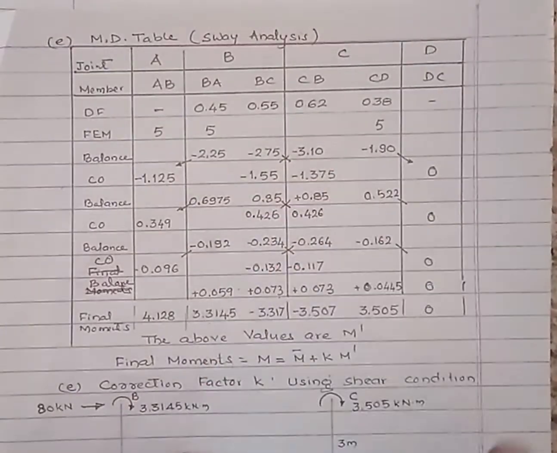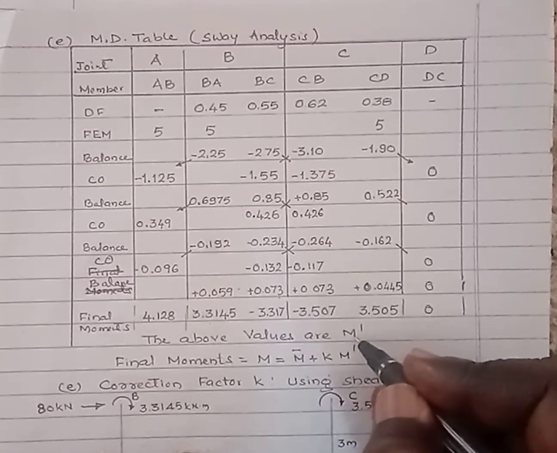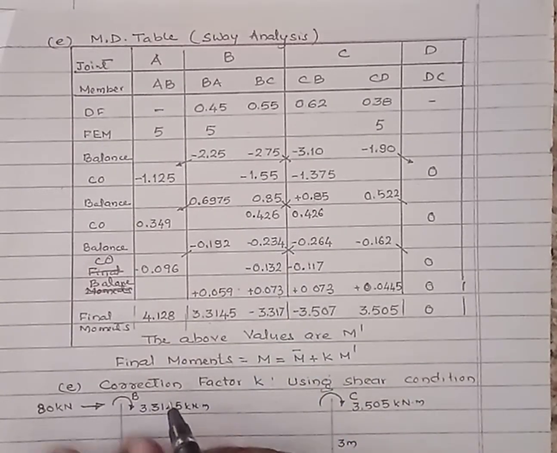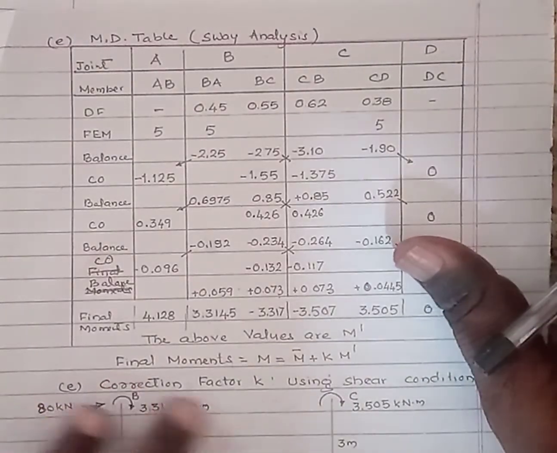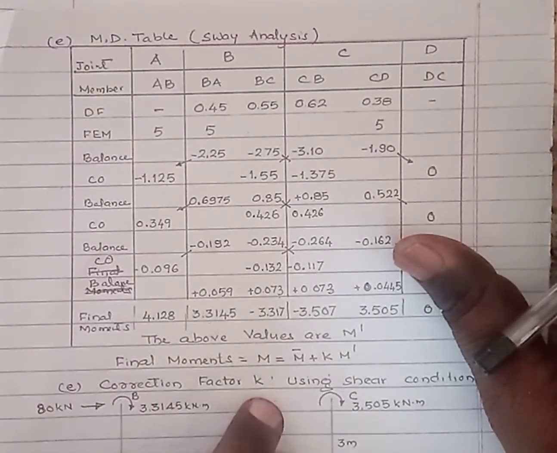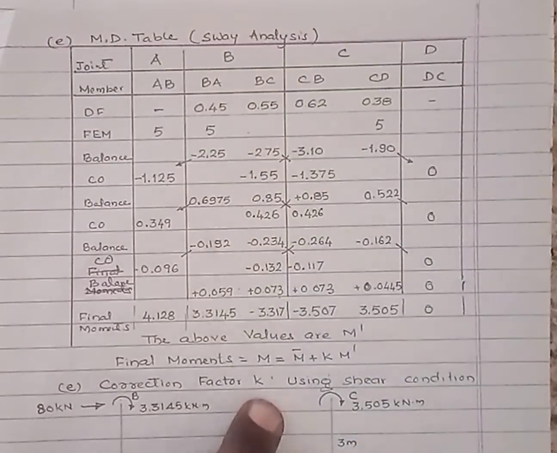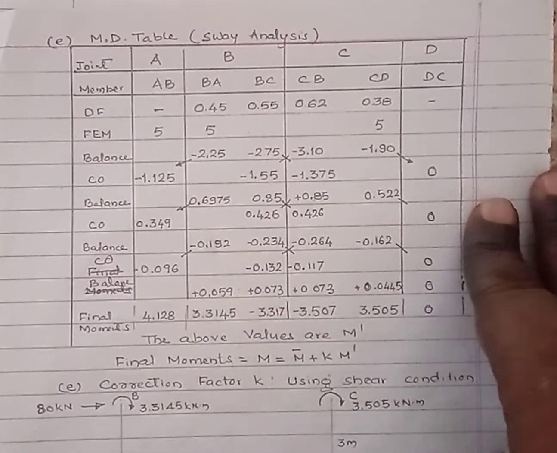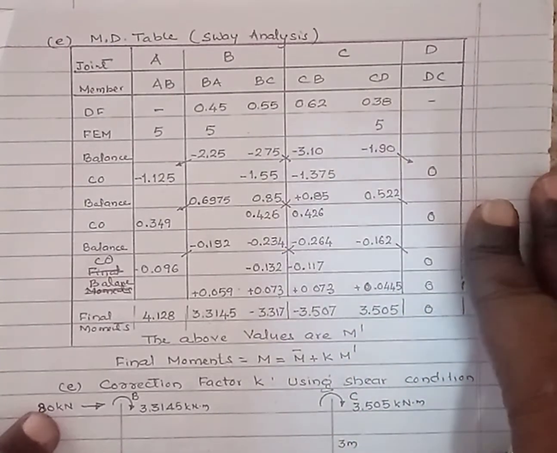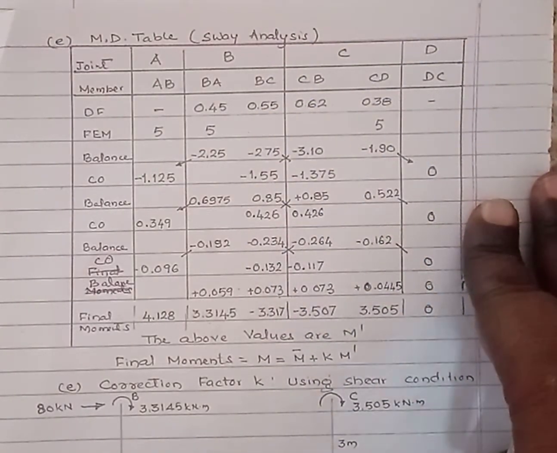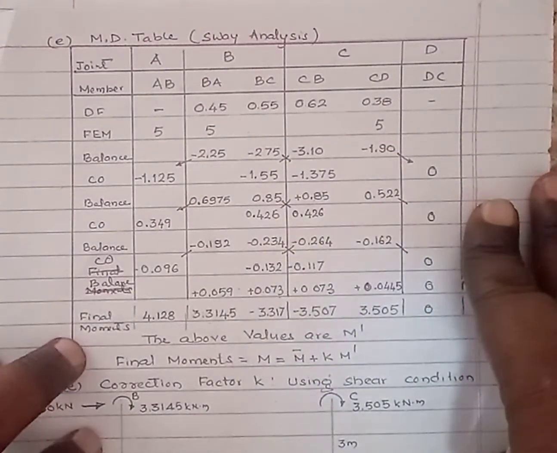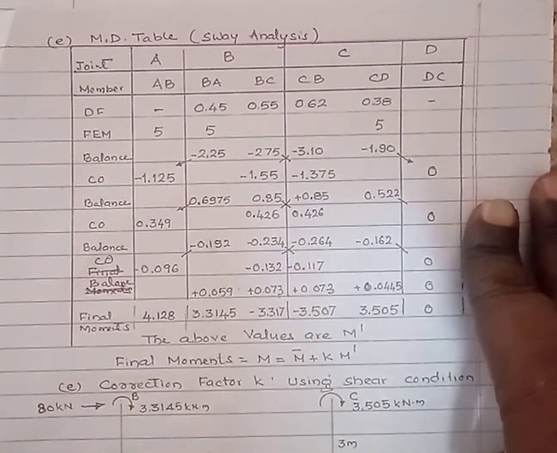These values are here, we can put M dash. The final moment is given by M equals M bar plus K into M dash. Since we have considered the arbitrary moments at AB and BA, CD and DC, since we don't know the value of EI and delta, hence we have considered an arbitrary value of the moment. By considering the arbitrary value of the moments, we have calculated the moments at all the spans, all the ends.